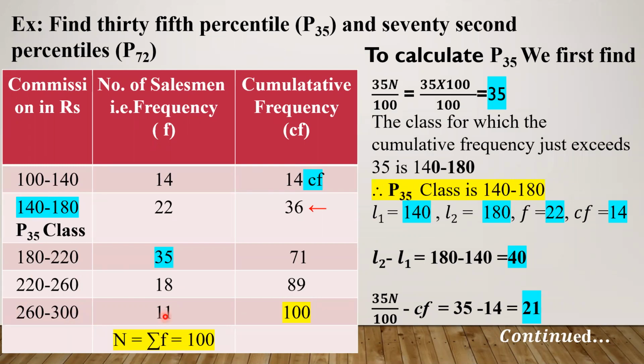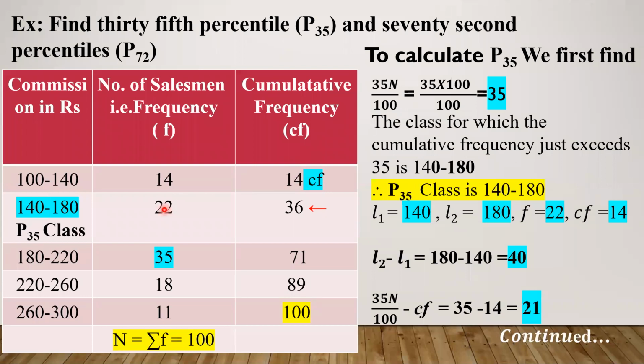Let us solve this problem to find P35. So what will you do first? You will first calculate the cumulative frequency. So I will prepare a column for cumulative frequency, CF. You all know now how to calculate the cumulative frequency. For this first class, it will be the same, 14. For the next class, 14 plus 22.